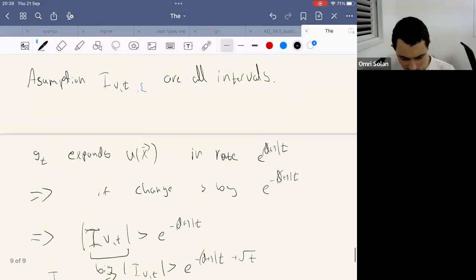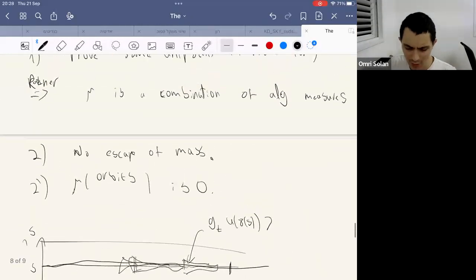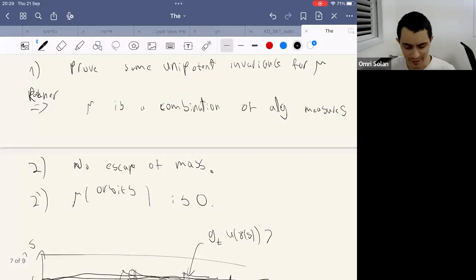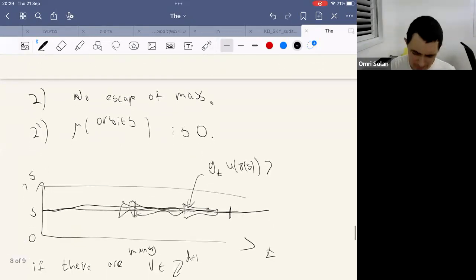So these arguments work, I believe. Unipotent invariance you'll have anyway. It's a very simple argument. No escape of mass, I think you'll have as well. But the linearization we do in 2' slightly fails. So I believe something very similar should work, but we haven't worked out the details.